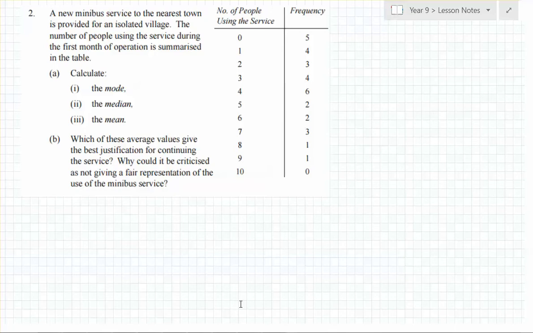Well, 0 people. Well, 5 people don't go on the bus. So you would say 5 people don't go on the bus? Yeah. Because frequency says how many people go on the bus, and then on the other column, number of people using the service. So if 0 use the service, then nobody does, and 5 people use it. But that doesn't make sense. If 0 means the number of people and then 5 people, you can't have 0 people and 5 people at the same time.